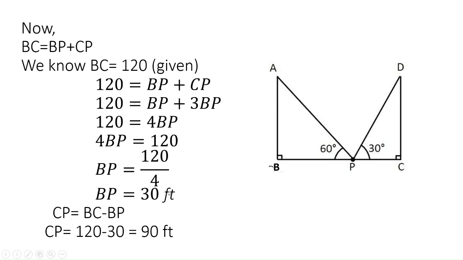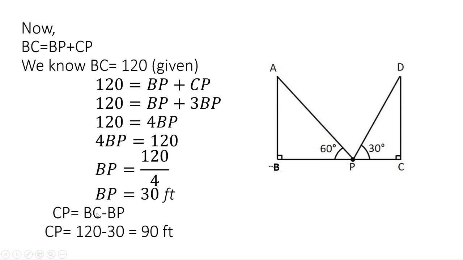What is BP here? BP is nothing but the distance between the pole and the first point, where the angle of elevation is 60 degrees. So BP is equal to 30 feet. One distance we have found out, that is BP, nothing but 30 feet. Now we need to find out this distance also. What is this distance? The distance between the point and the other pole.